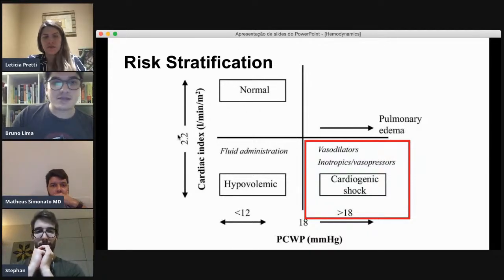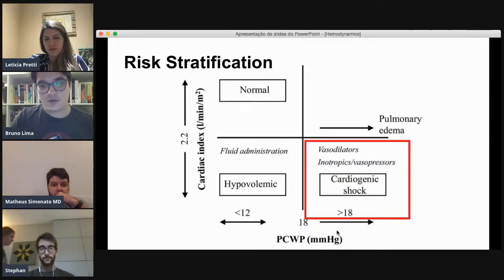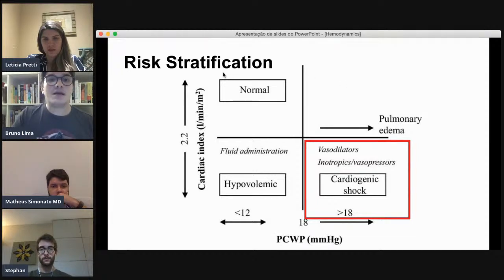So if he has normal cardiac index, but his wedge is high, he can get congested, he can get pulmonary edema, if those numbers get really high. But he's going to be warm and wet. Here, he's going to be warm and dry. This is normal. This is warm, okay, because his cardiac index is normal, and wet because his wedge is high.